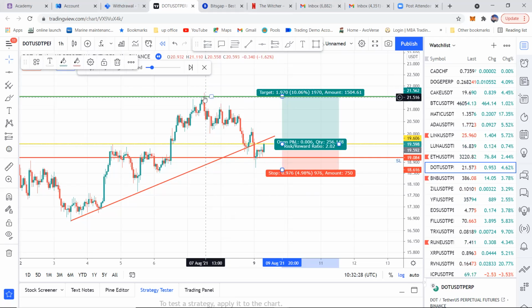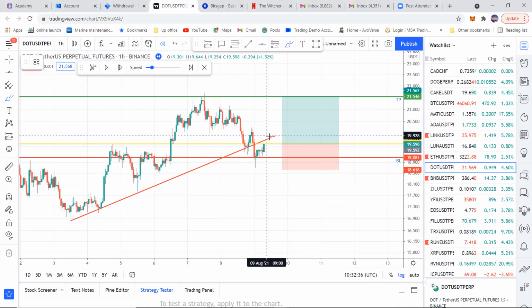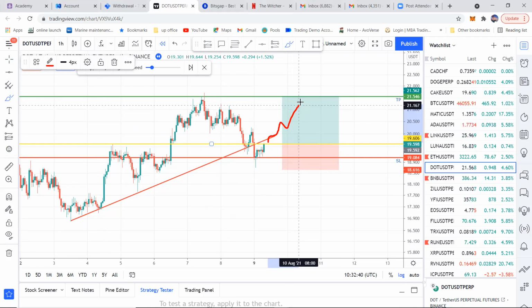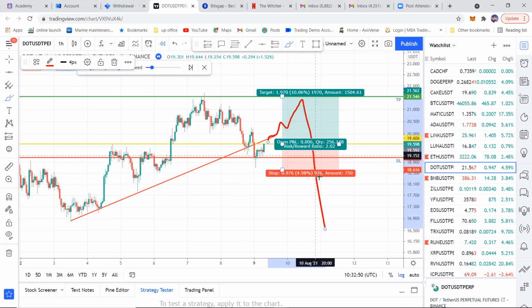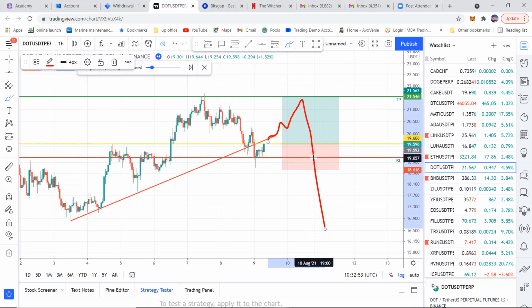But just to be safe, I'm just keeping it down here. So if I go to sleep or I go to work, I'd hate to wake up in the morning and find out that the market had done this, and it had come just to there, and then it had come down here and hit my stop loss. So it almost hit the take profit, but not quite. And then by the time you wake up, you've hit your stop loss.